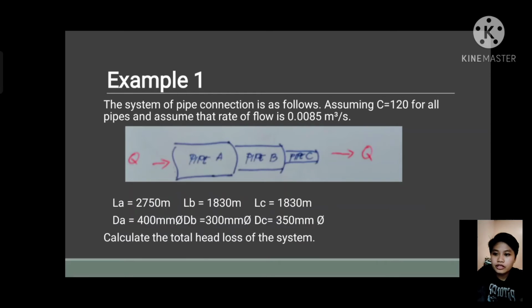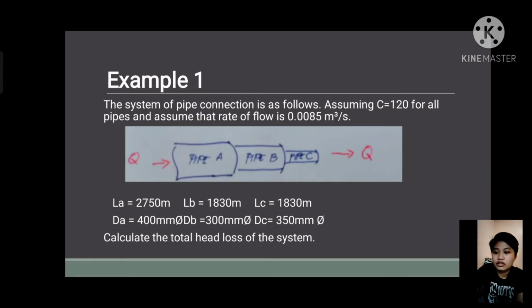The system of pipe connection is as follows. Assuming C is equal to 120 for all pipes and assume that the rate of flow is 0.0085 cubic meters per second. Length of pipe A is 2,750 meters. Diameter of pipe A is 400 millimeter. Length of pipe B is 1,830 meter. Diameter of pipe B is 300 mm. Length of pipe C is 1,830 and the diameter of pipe C is 350. Calculate the total head loss of the system.